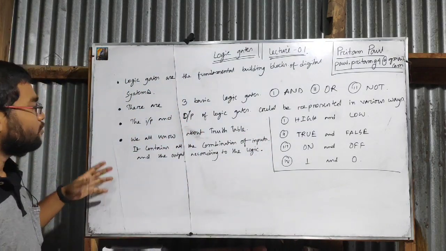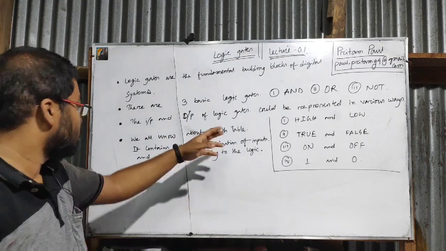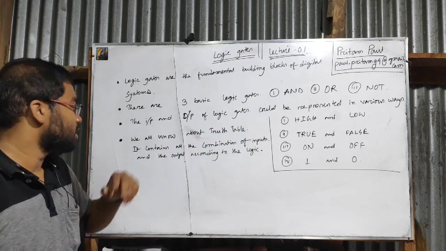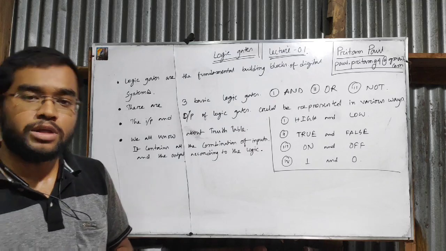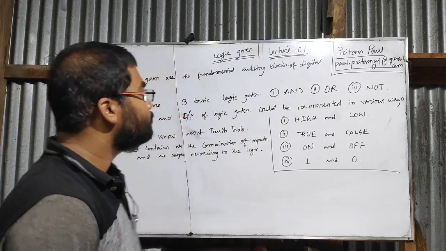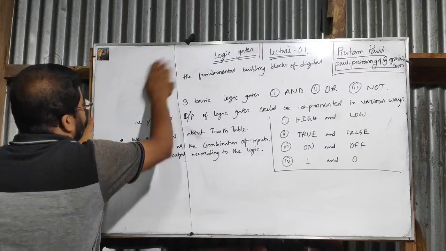After that we all know about the truth table. It contains all the combinations of inputs and output according to the logic. Now let's talk about the AND gate.